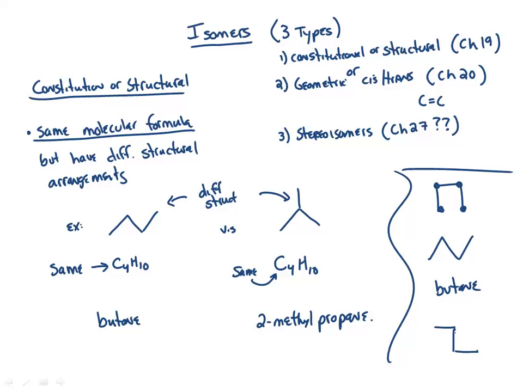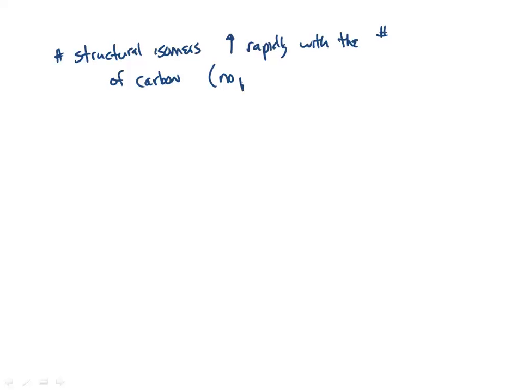And one thing we should realize is that the number of structural isomers increases rapidly with the number of carbons. And as far as I know, there's no pattern. So you can't predict how many structural isomers there's going to be. And I could be wrong on that. There might be a way to predict it, but it's awful hard if so. Some people, of course, have figured out how many there are.